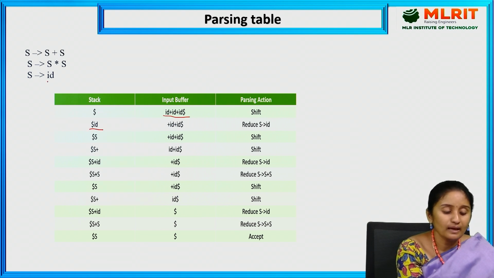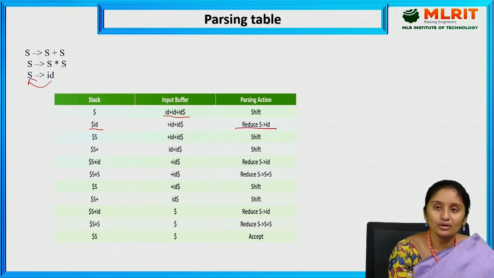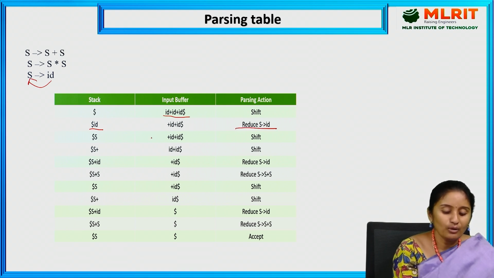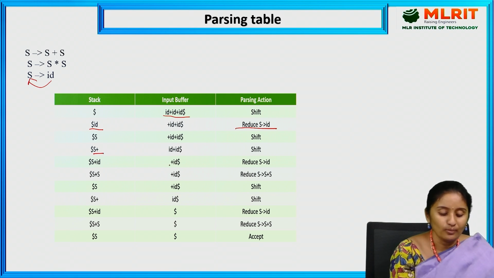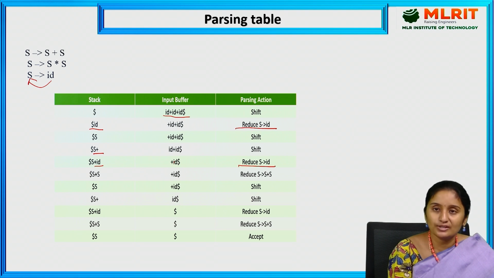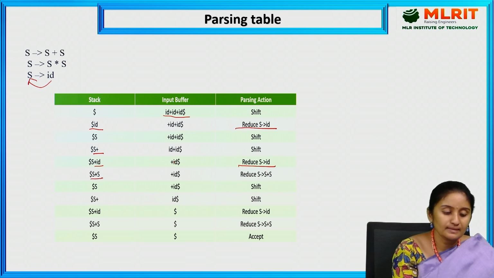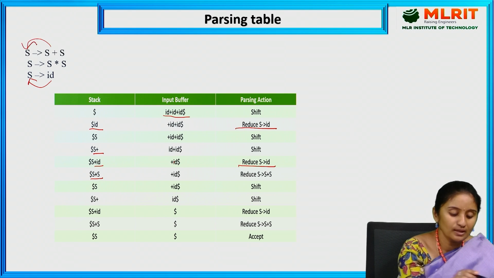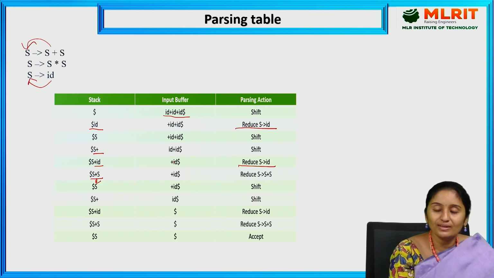Dollar ID. ID can be reduced. Yes, I can reduce to S. Reduce S tends to ID. Now next I have plus. Shifting S plus. Is anything there for S plus? No, so still I need to shift. ID is shifted. ID can be reduced. Reduce S tends to ID. S plus S. Can I find S plus S in the RHS of a production? Yes, it can be replaced with S.